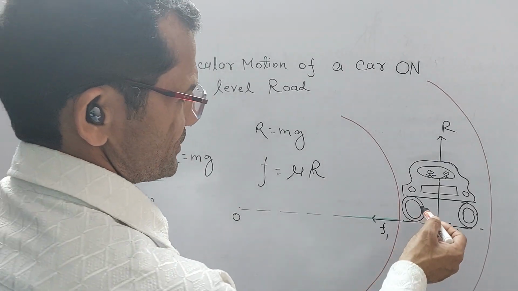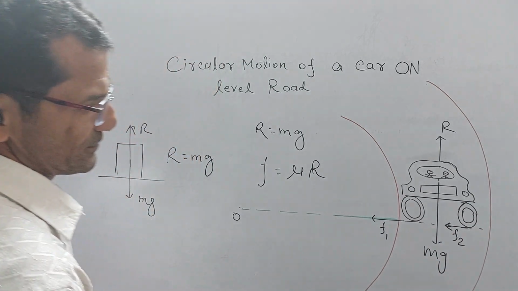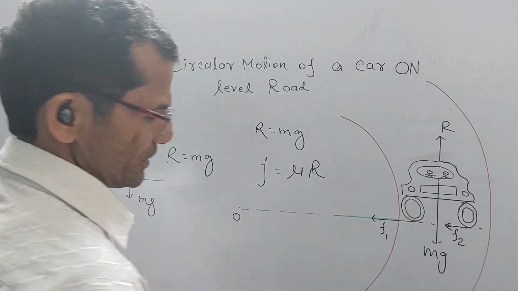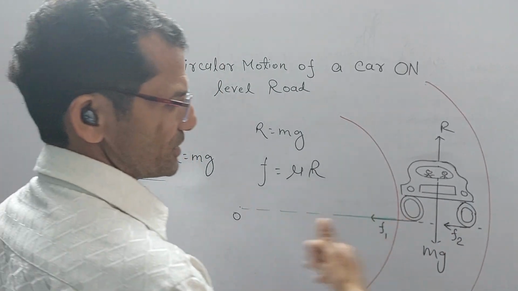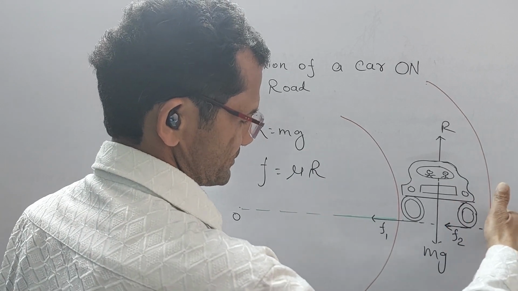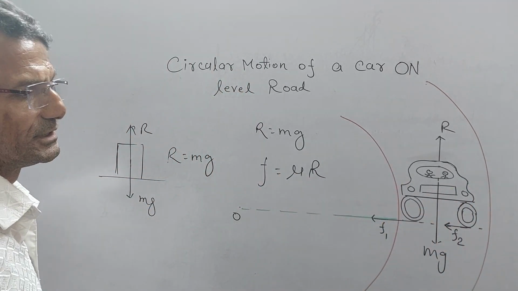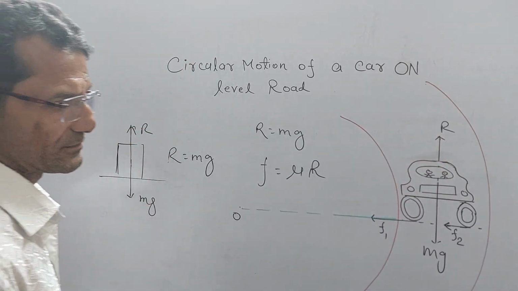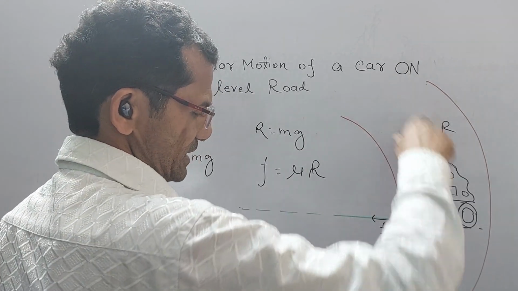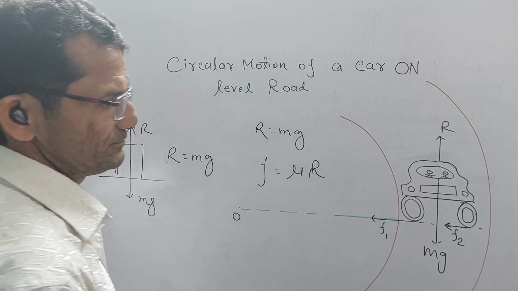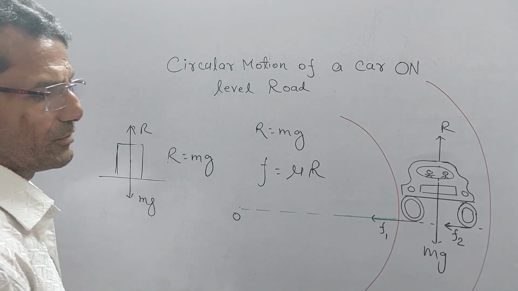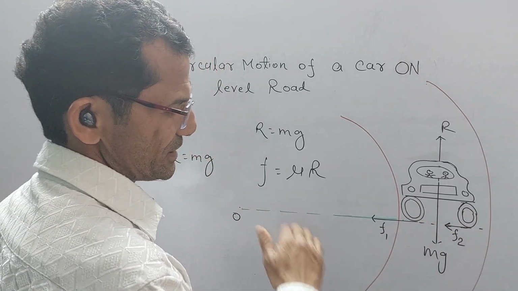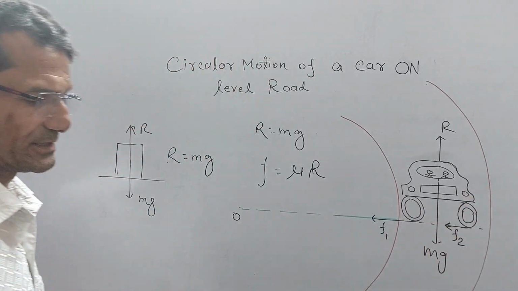Here there are two tires. F1 is acting inwards on the first tire, and the force of friction on the outer tire also acts inwards. Whenever the vehicle is turning, at this turning point its tendency is to go in the outward direction.